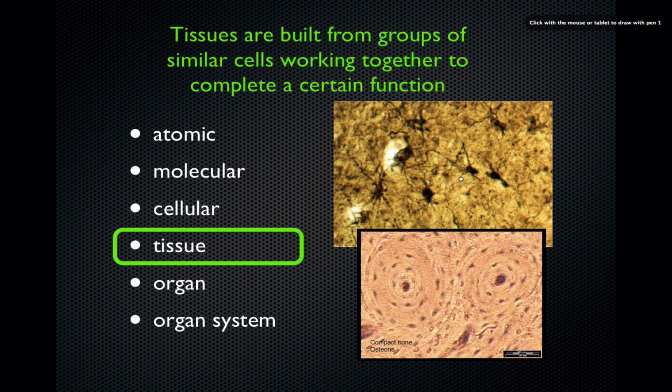For example, here we have, let's see, this looks like brain tissue. All right, this is brain tissue. So all these squiggly black spider-looking things are brain cells or nerve cells or neurons. And they're all very similar. They're all close to each other, and they're all working together to do something that an individual brain cell or neuron could not do by itself. So that's a good example of a tissue.